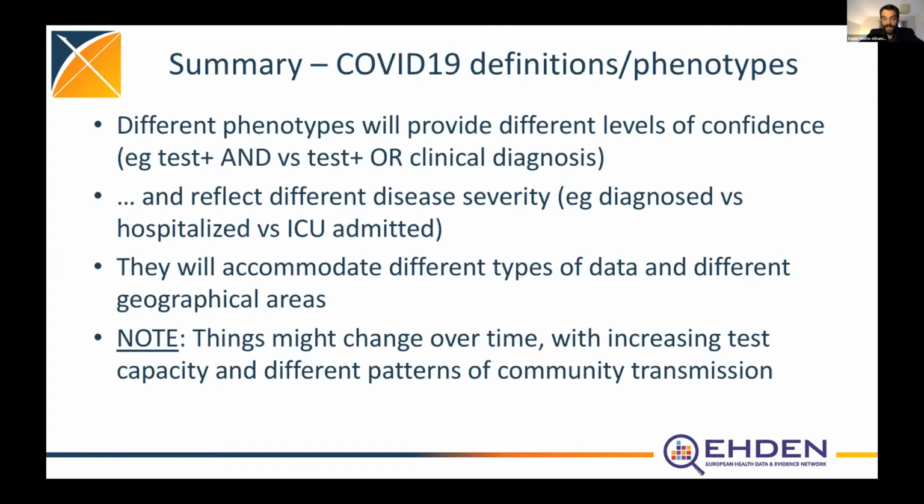So different phenotypes will provide different levels of confidence and reflect different levels of severity of the disease. They will accommodate different types of data and different geographical areas of the world. And very importantly, things will and are already changing over time with increasing test capacity, different types of tests, and different patterns of community transmission.